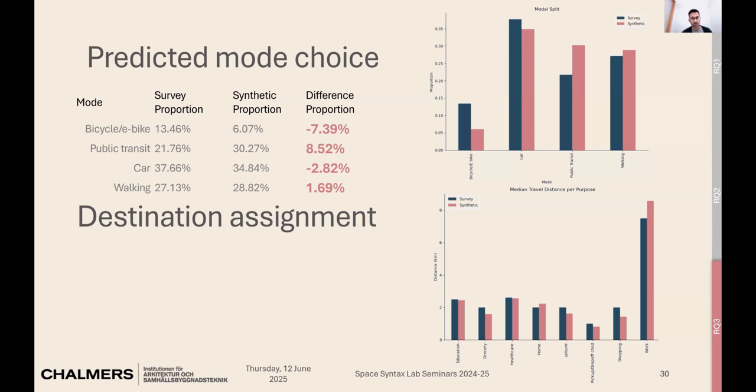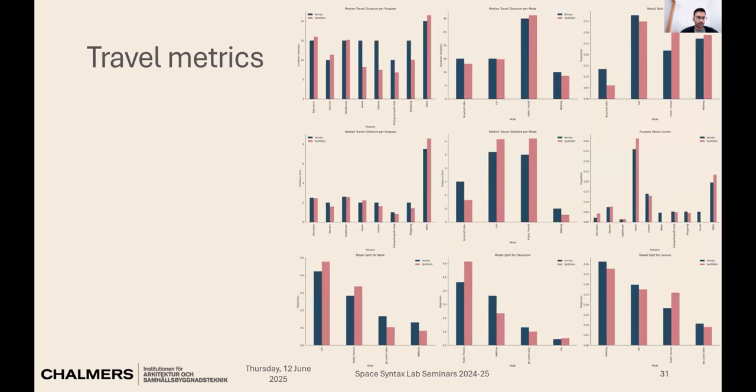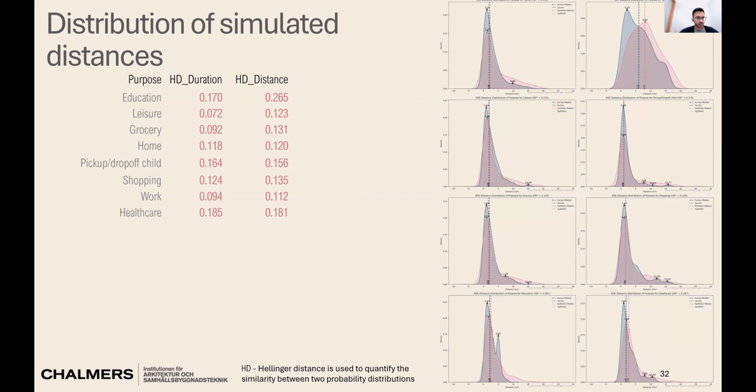In terms of destination assignment, we looked at the median travel distance per purpose within our model. So we had education, grocery stores, healthcare facilities, travel back home, leisure activities, picking up and dropping off of children, non-grocery shopping, and traveling to work. I'm going to skip the travel metrics, but that's more for the validation.